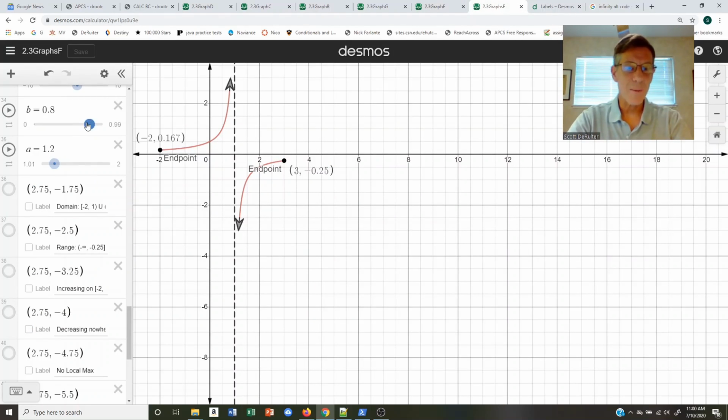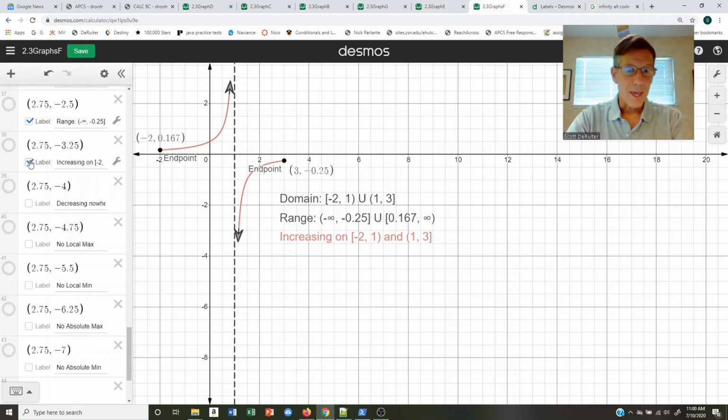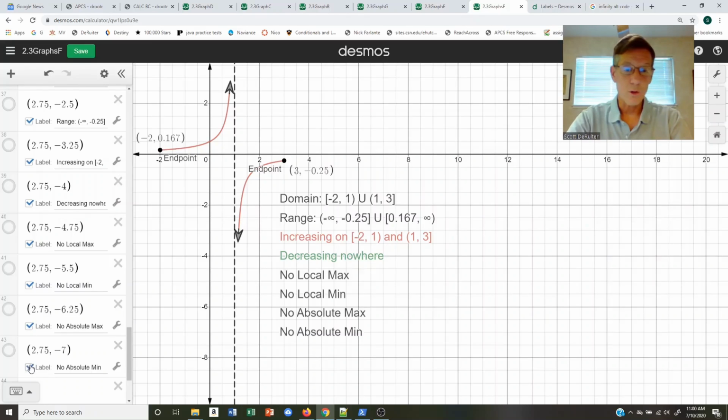Okay, for our last example, we've got an asymptote here. Again, notice the arrows that go up against the asymptote there. So if we're talking about the domain, we have to exclude 1. We have to exclude the little region in between for our range of values. And it's increasing everywhere. It's decreasing nowhere. There's no local max because that arrow just keeps going and we don't consider the endpoints. There's no local min. There's no absolute max. There's no absolute min.